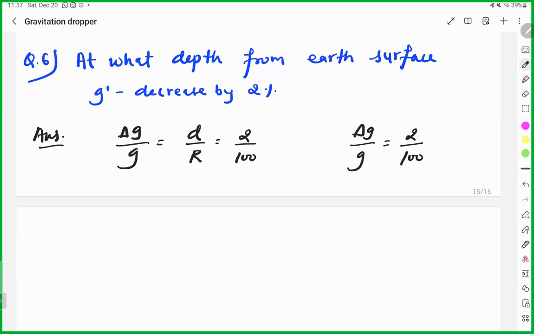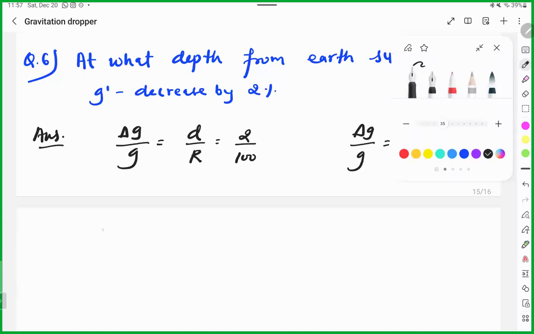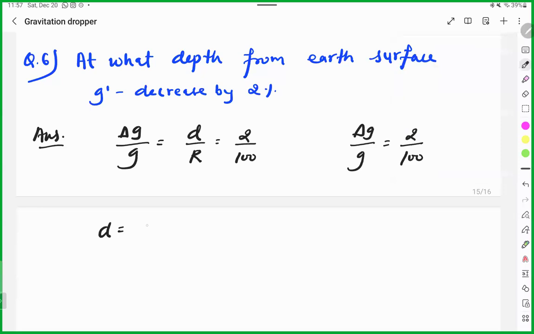Is it 0.20 something? 0.20. I don't know. I did something wrong, sir. Can you explain? So the d value will be equal to 2 by 100 of R, and the R value is 6400 kilometers, so 128 kilometers. You can write 2 by 100 R or you can put in the R value. It's your choice. Okay.